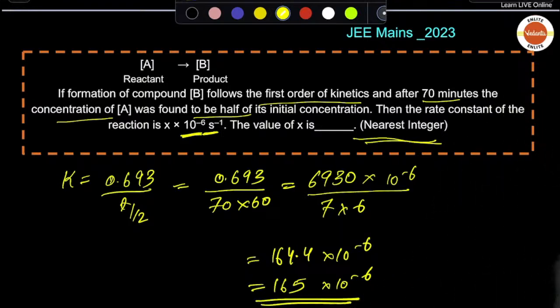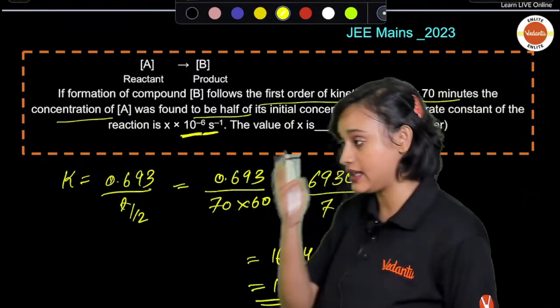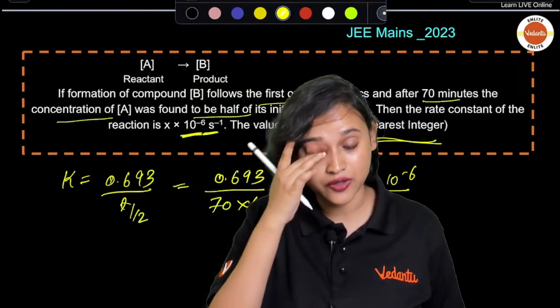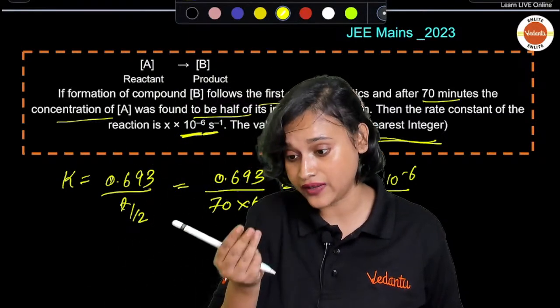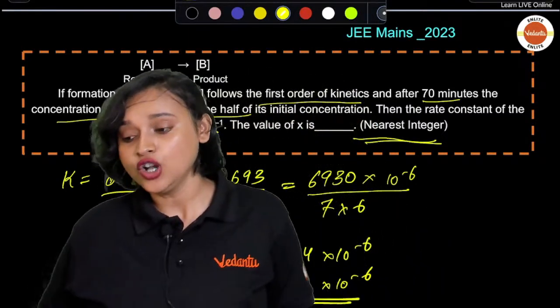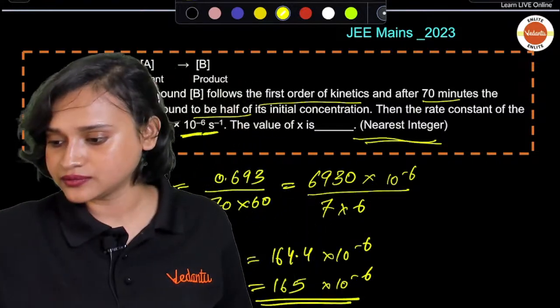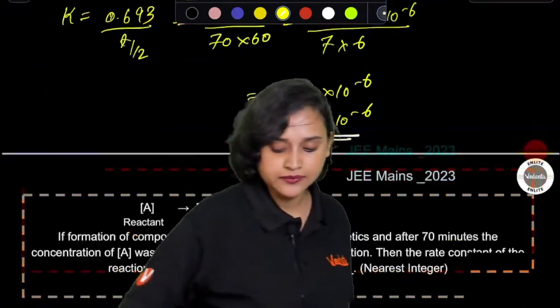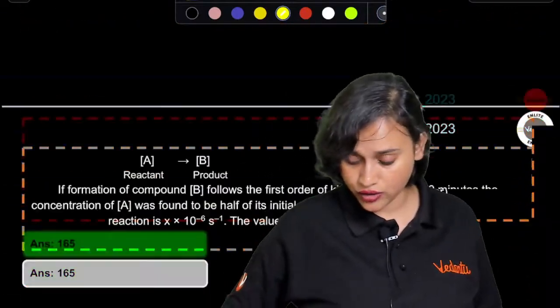165 into 10 to the power minus 6. Yes, that is the answer. So the value of X is 165, guys. Are we all clear? All clear? Very good. Next question. Do we have another question here?